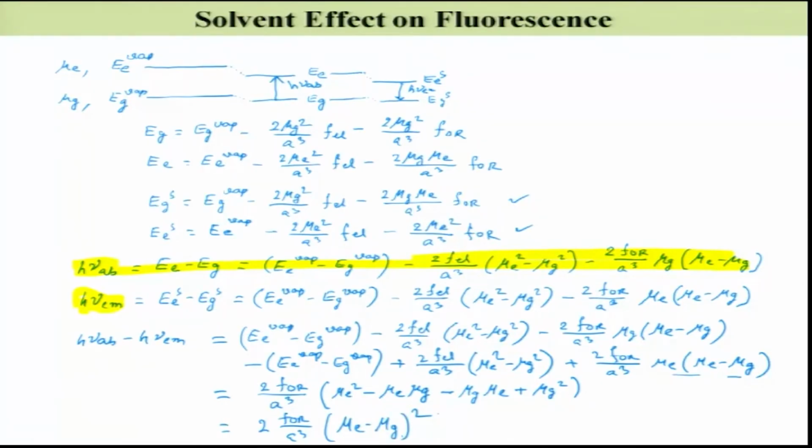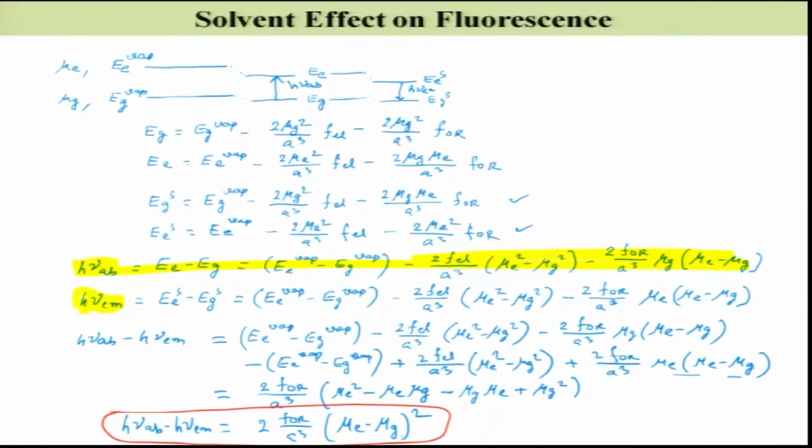Okay, that is it. So, what did I get? I got h nu absorption minus h nu emission is equal to this, right. So, please take a note of that. So, what is the form of F OR? I said this is a function of both dielectric constant and refractive index, right.